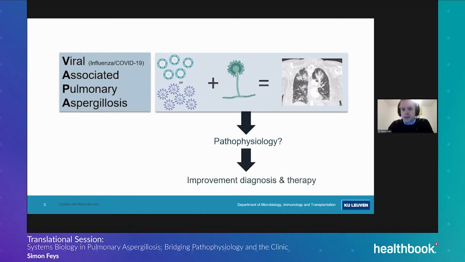And getting to know the pathophysiology better is, of course, a requirement to improve our diagnosis and our therapy for these patients, because both the diagnosis and the therapy are currently very hard. Patients who are treated with antifungals right from the beginning still have a mortality that is near 50%.